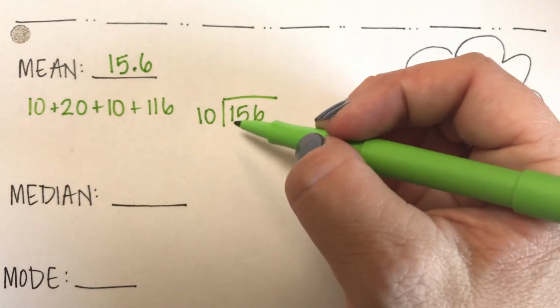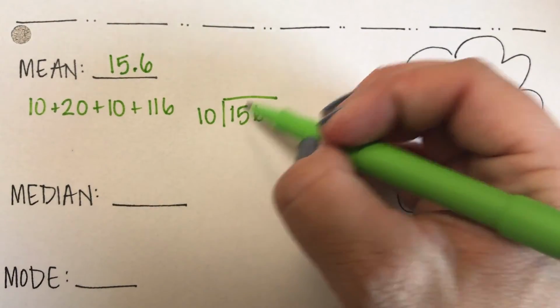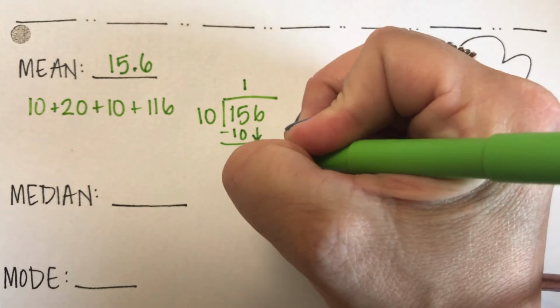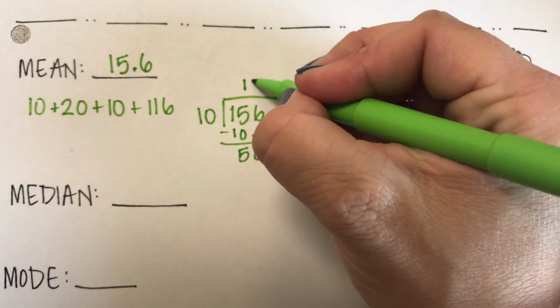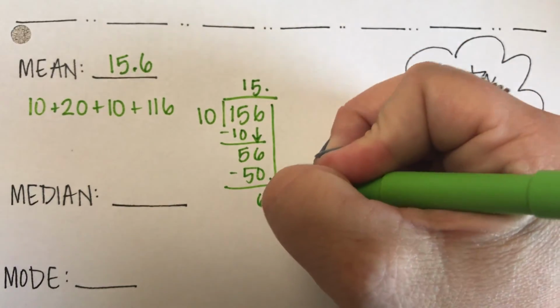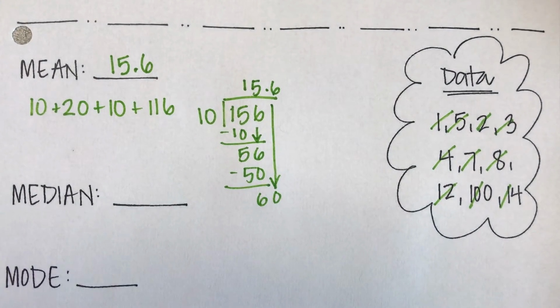Okay, and if you don't know how I did that, when you're dividing by 10, you just move the decimal one place to the left. But 10 goes into 15 once, that's 10. Bring down your 6, 10 goes into 56 5 times, that's 50. Bring down a 0, and that's where I got that. Okay, and then let's find the median.